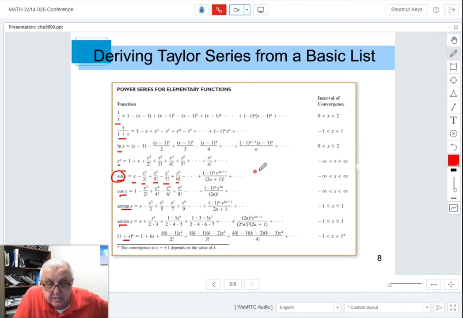And the Maclaurin series is when c equals 0. Don't forget about that. The Maclaurin series is when c equals 0.